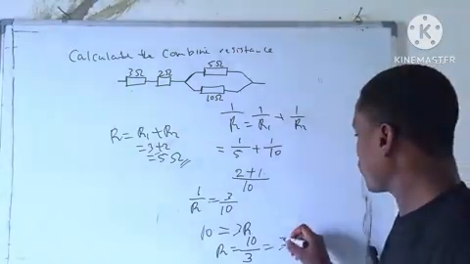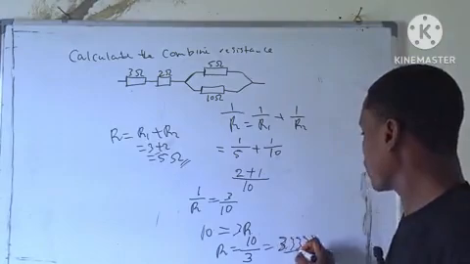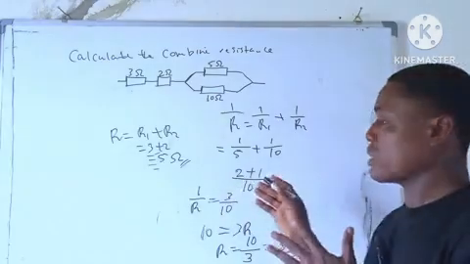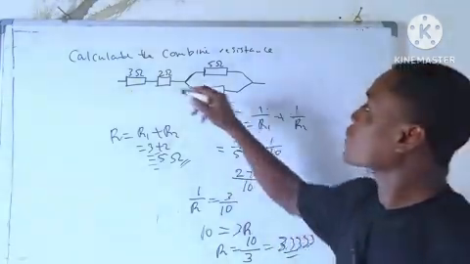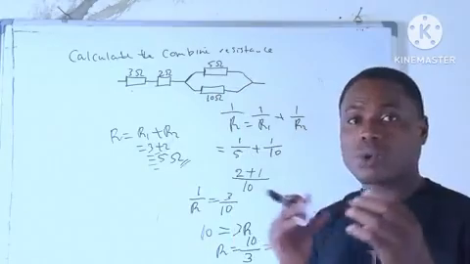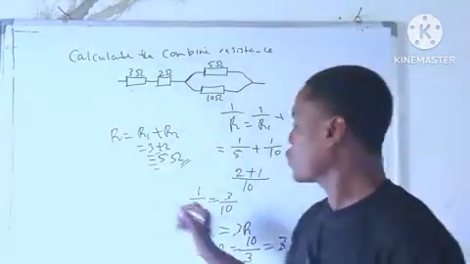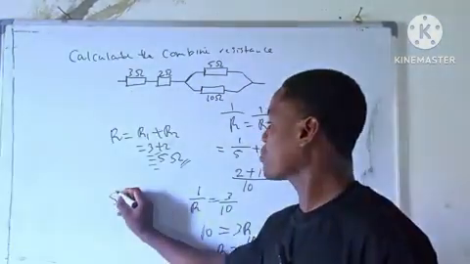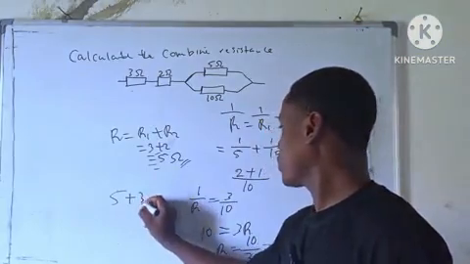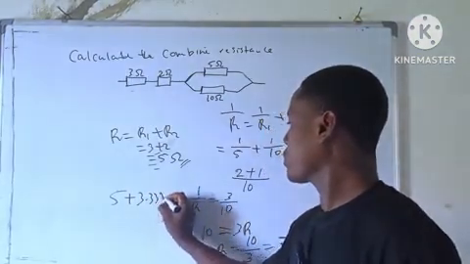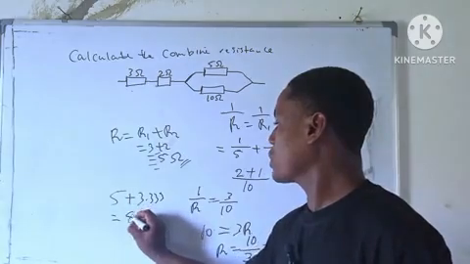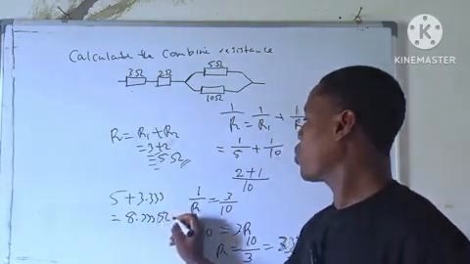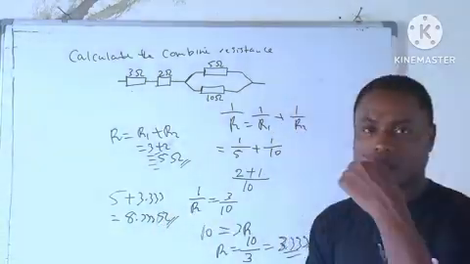Now, this is the value of the parallel, while this one is the series, right? Now they say we should calculate the combined resistance. So what we need to do is to add the two resistances together. That is 5 plus 3.333, which will give us 8.333 ohm. Do you understand now?